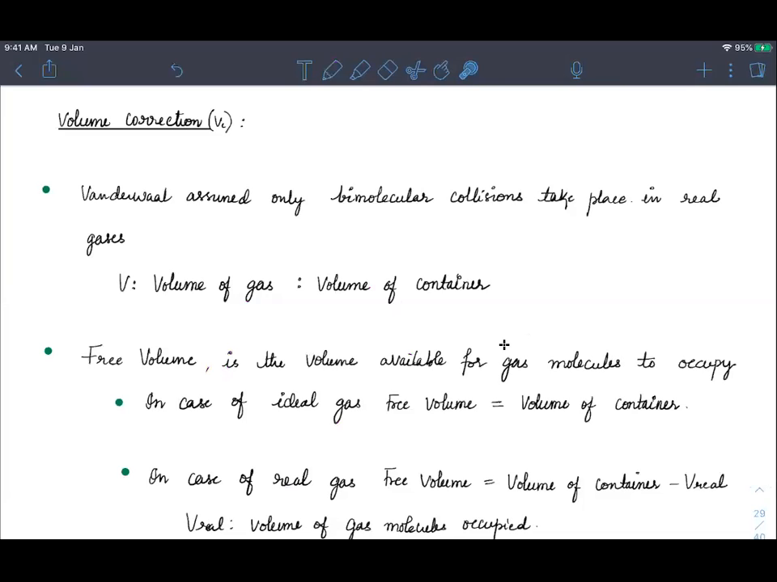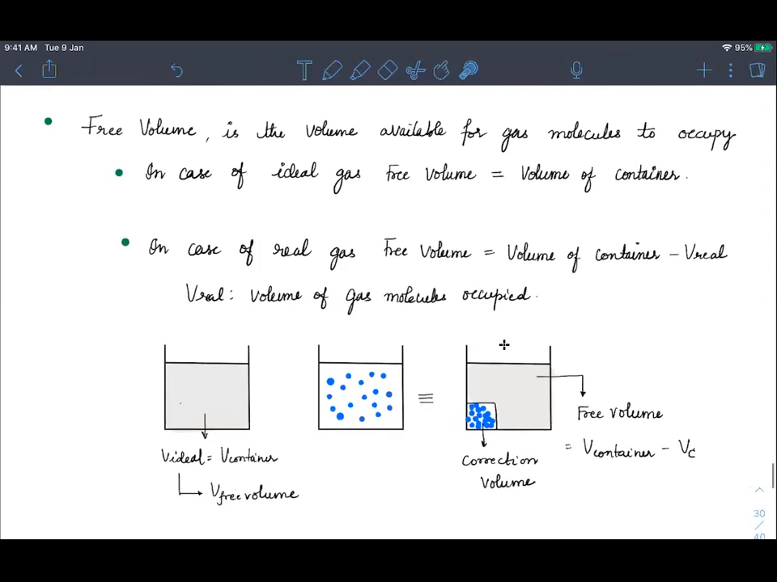Volume correction, usually students make a mistake here. Check out volume correction. Whenever we write PV equals nRT, this volume which we are writing is called free volume or available volume. Usually in case of an ideal gas, the available volume is the entire container's volume. That's why we take this volume as the container volume.